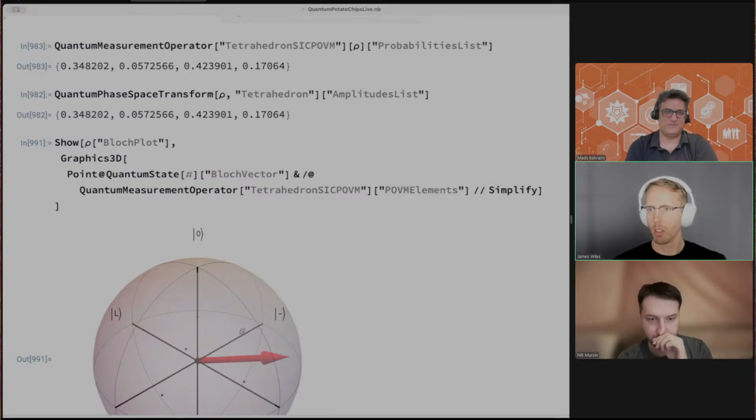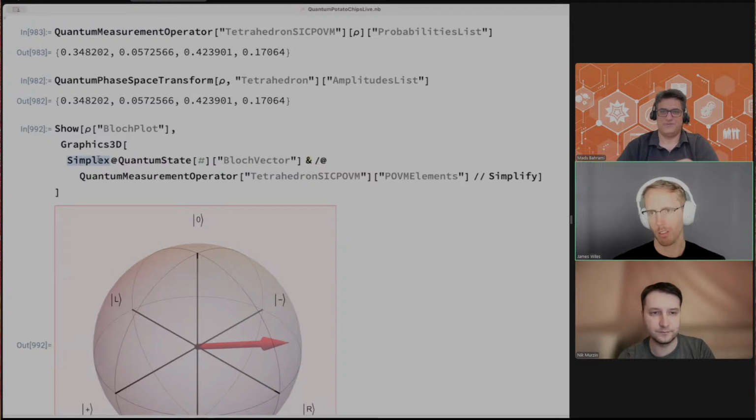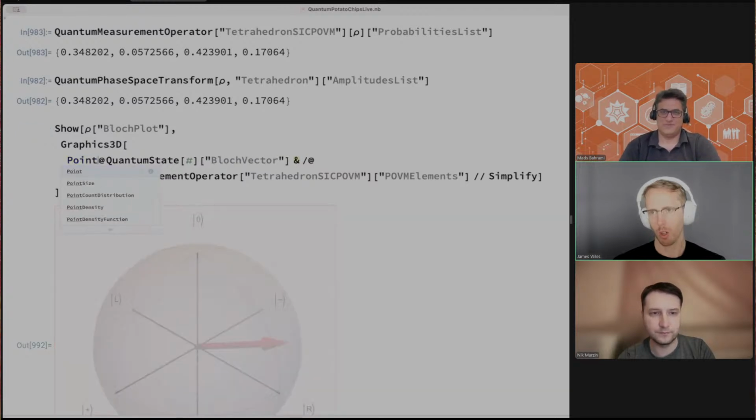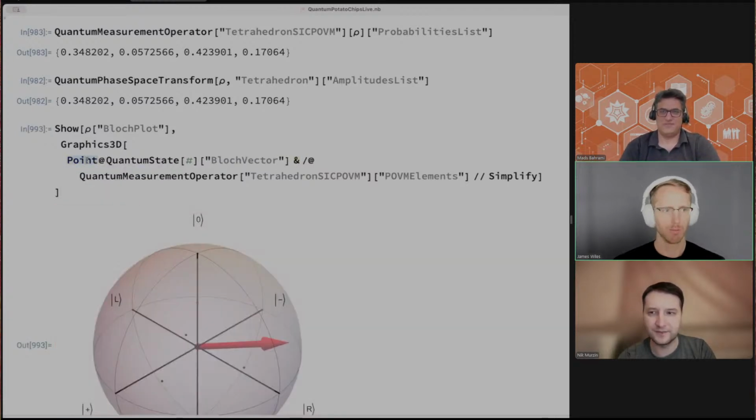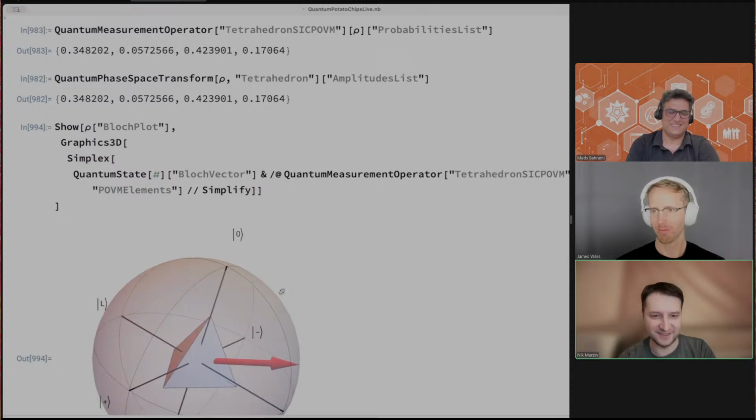While you're doing that, SIC-POVM, is that the acronym for symmetric, informationally complete, positive operator-valued measure? Yes. Okay. It's a mouthful, I know. Okay, I'll show it like this.